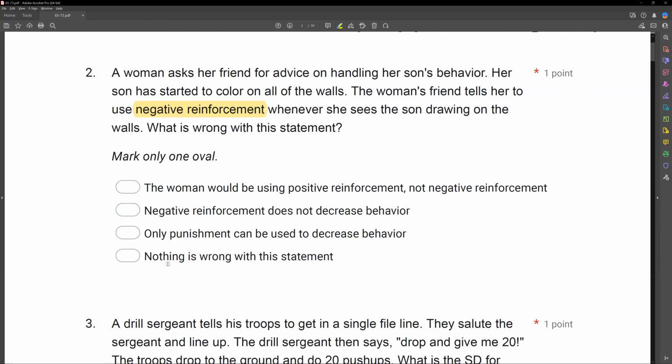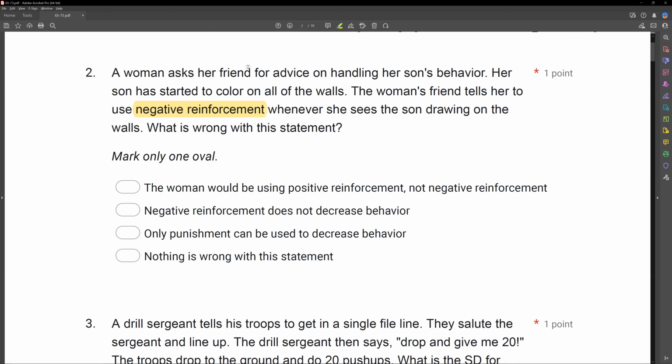And then finally, nothing is wrong with this statement. Well, if the friend is telling the woman to use negative reinforcement when she sees the son drawing on the walls, all that's going to occur is the son is going to continue drawing on the walls because that's what reinforcement does.